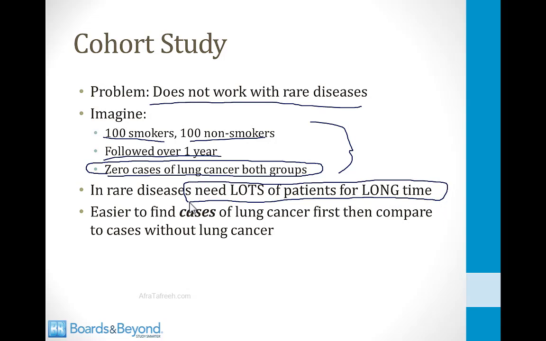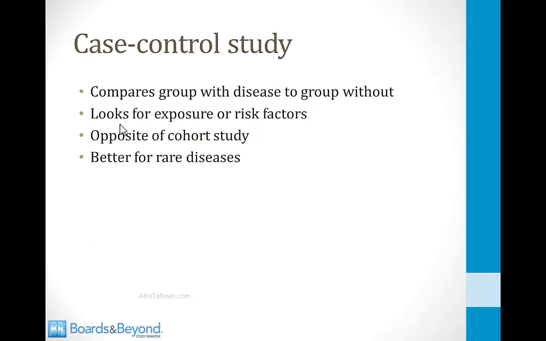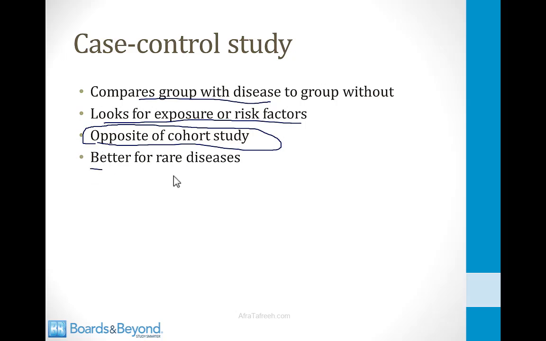So what we often do in rare diseases is do a different type of study called a case control. In this situation, we're going to find cases of lung cancer first, and then we're going to compare them to controls, which are cases without lung cancer. So a case control study compares a group of people with a disease to a group without, and then looks for exposure or risk factors among the two groups. It's like the opposite of a cohort study. Instead of identifying exposure and looking for disease, in this case, we're looking for disease first and then exposure. And this is the better study design for rare diseases.